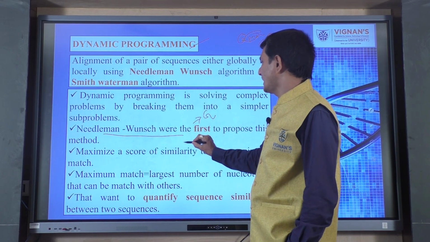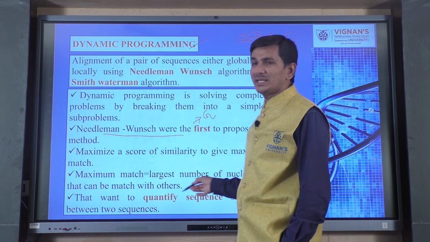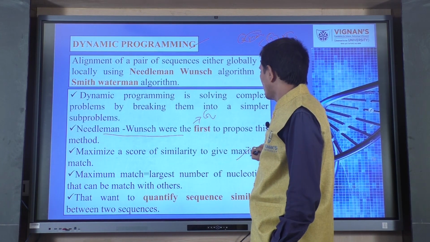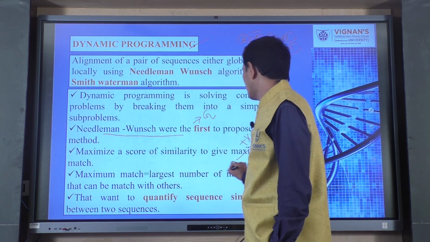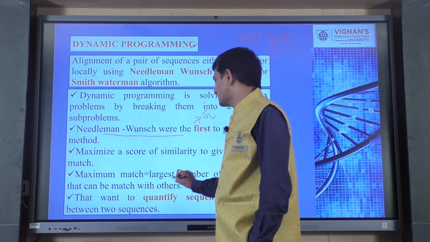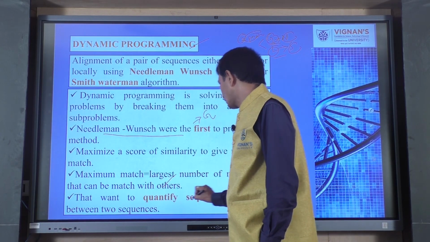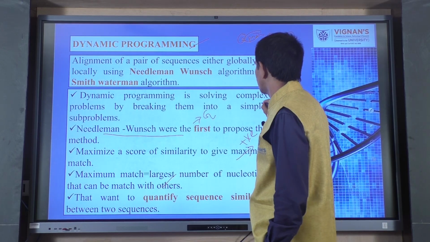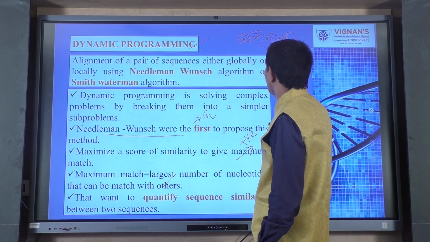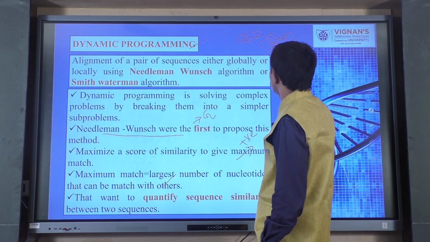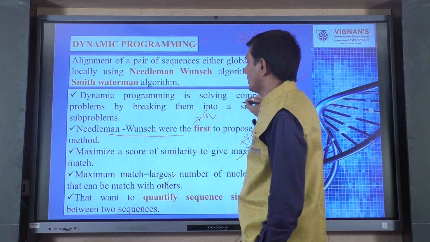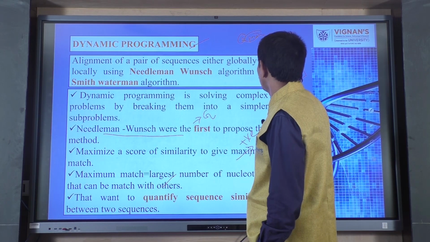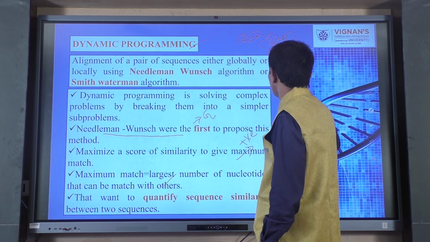Here we maximize a score of similarity to give maximum match. For a match, a positive value will be assigned. Maximizing match is equivalent to a larger number of nucleotides that can match with others, since we want to quantify sequence similarity between two sequences. To perform this global alignment we need two sequences, sequence 1 and sequence 2. Here we are trying to align sequence 1 with sequence 2. In this process we want to find the maximum similarity, which will ultimately lead to the maximum score.